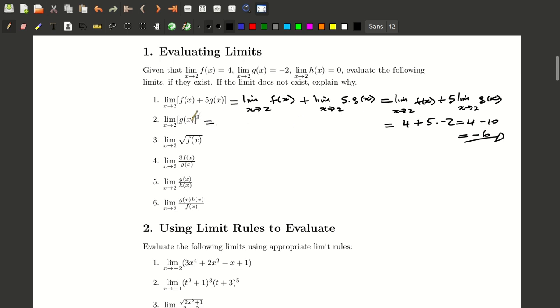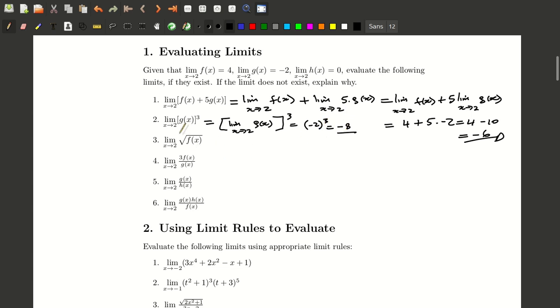And if you look here, the limit as x approaches 2 of g of x raised to 3, I can take the limit first and then raise it to 3. Inside, the limit as x approaches 2 of g of x is minus 2. So I'll end up having minus 2 raised to 3, which is minus 8. Minus 2 times minus 2 is 4, and 4 times minus 2 is minus 8.